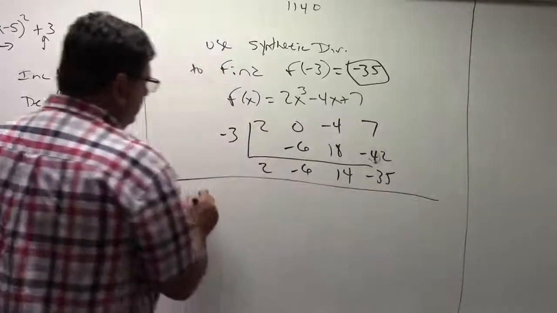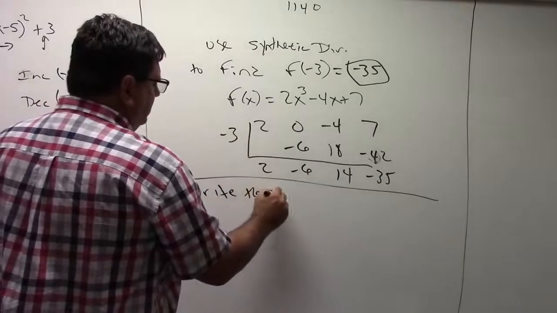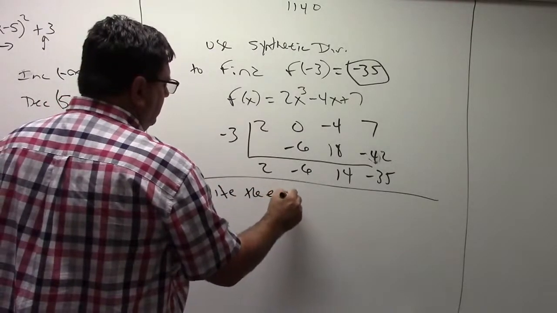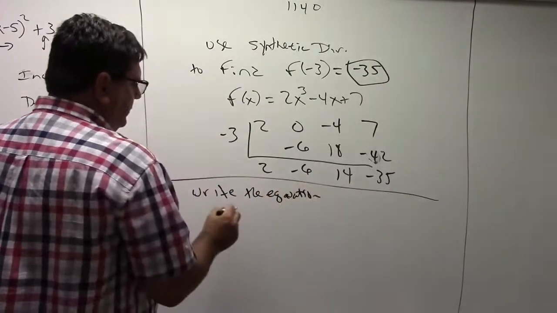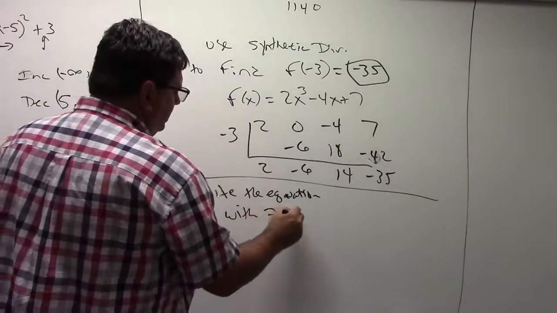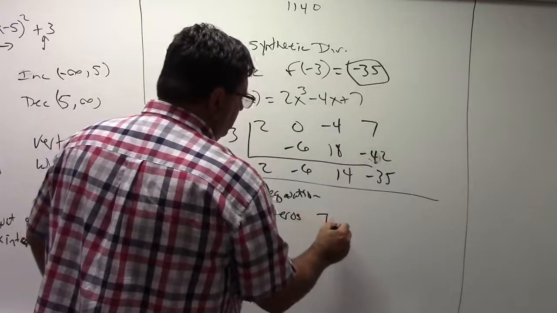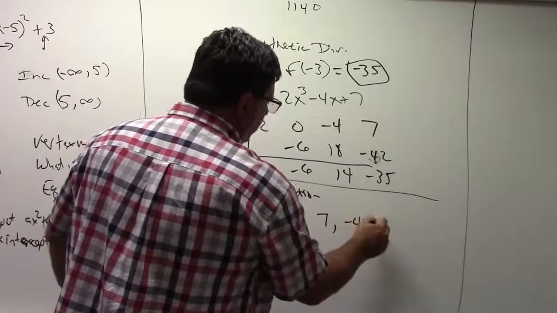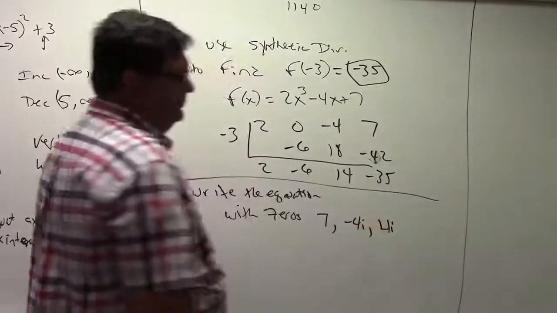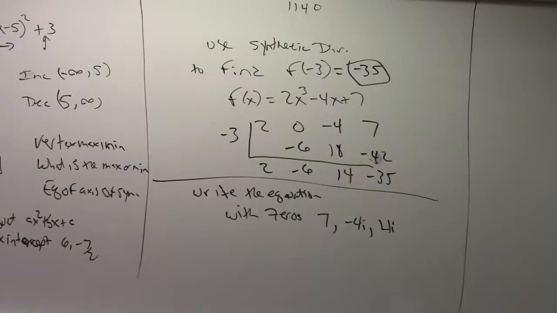Let me ask you this. Let's just real quick write the equation with zeros 7, negative 4i, and positive 4i. All right, try that. Stats, we're on you.